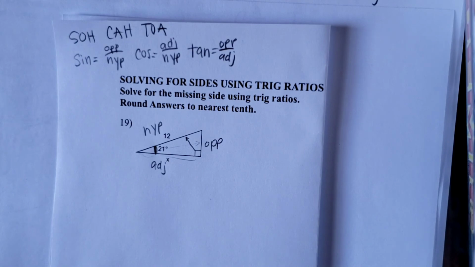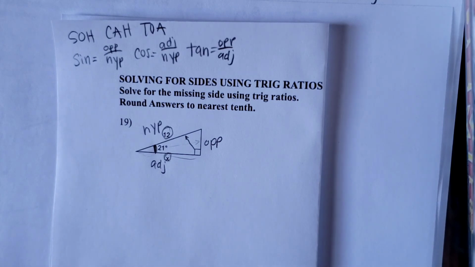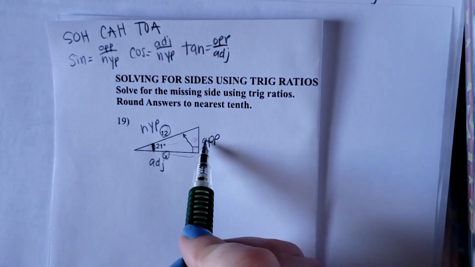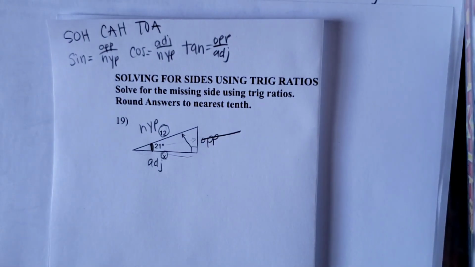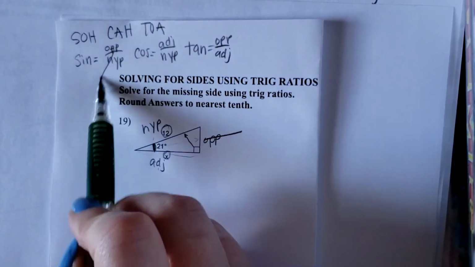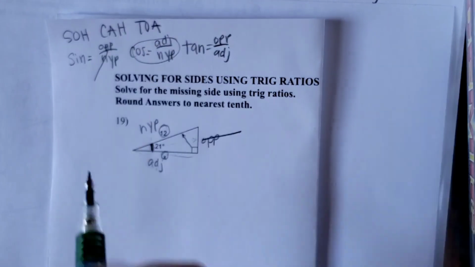So now we're going to look at the ones that are labeled. We have 12 here and we have x. We're looking for the one that has x, and the side that's written as 12 is 12 long. We don't know what that other one is, so we're not going to look at it. So we need to see which of these trig ratios has the adjacent and the hypotenuse. Well, sine has opposite and hypotenuse, so it's not going to work. Cosine has adjacent and hypotenuse, so we're going to use it.